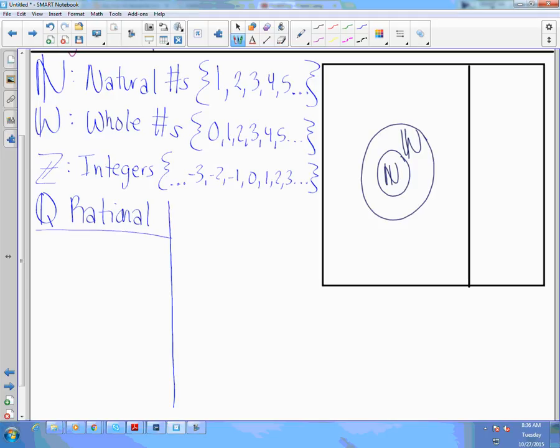What encircles the whole numbers, encompassing all whole numbers plus more? Integers. So the integers encompass the whole numbers and natural numbers inside of it.